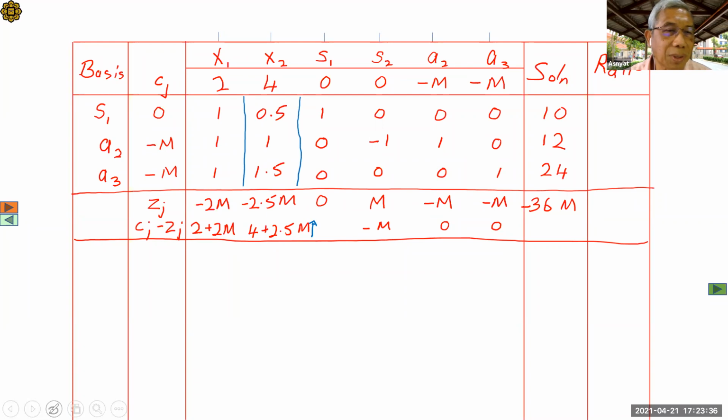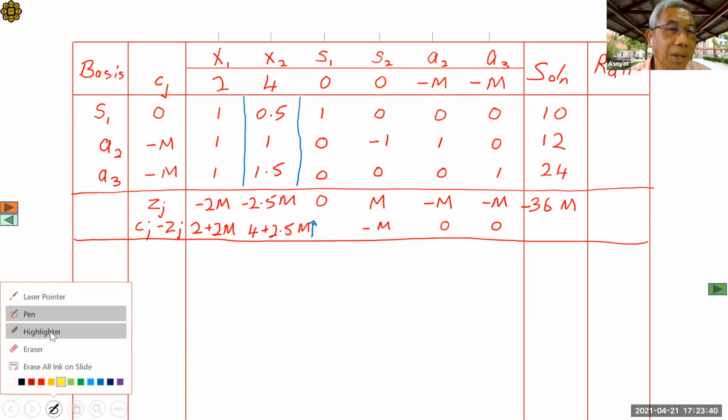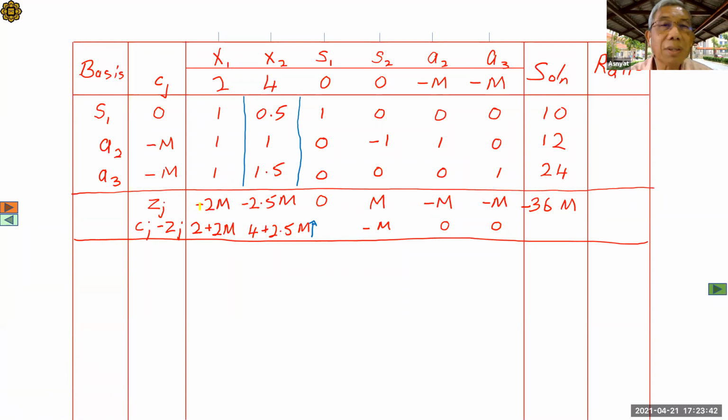So for you, you have a highlighter. You can use a highlighter if you like to. You don't have to draw the blue line. You just use the highlighter, one stretch, and then now I cannot draw nicely.